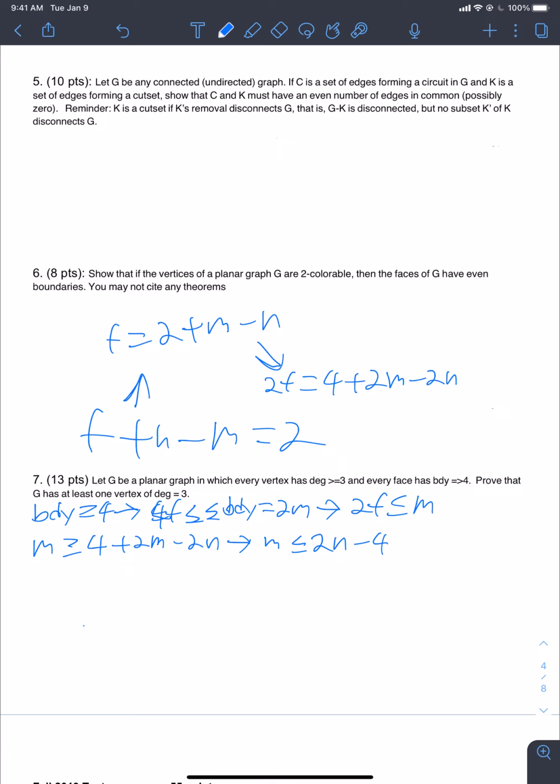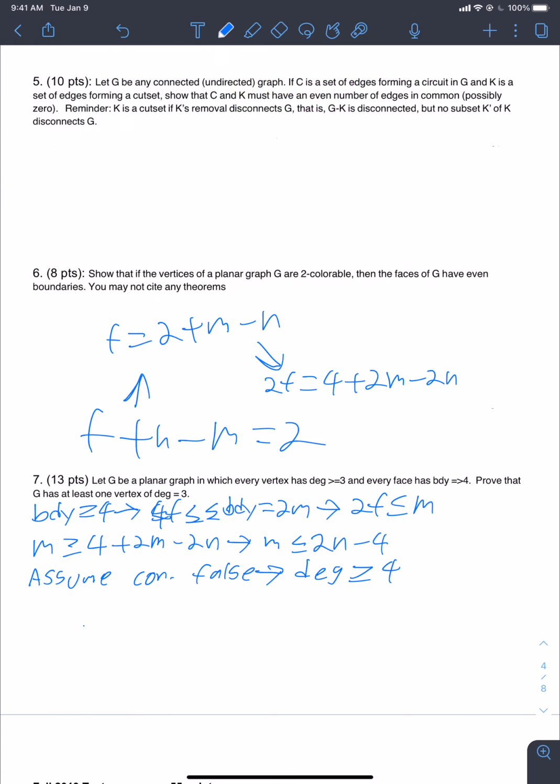Now, from here, there's not a lot you can think of to do. You're just kind of like, well, so that's where the fun part comes in. We're going to assume that this is all wrong, proof by contradiction. So we're going to assume that the conclusion is false. So if the conclusion is false, then instead of having a degree equal to 3, all degrees are going to be greater than or equal to 4.